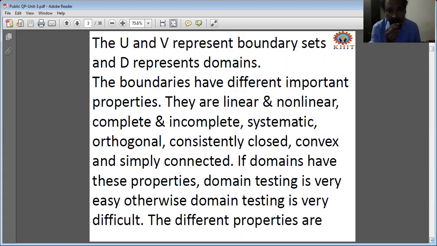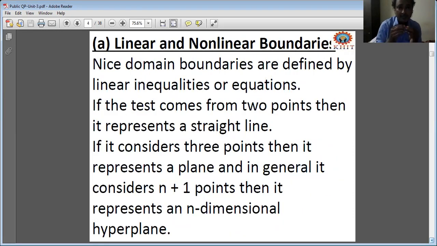They are linear, non-linear, complete and incomplete, systematic, orthogonal, consistently closed, convex and simply connected. If domains have these properties, domain testing is very easy. Otherwise, domain testing is very difficult. The different properties are linear and non-linear boundaries. Nice domain boundaries are defined by linear inequalities or equations.